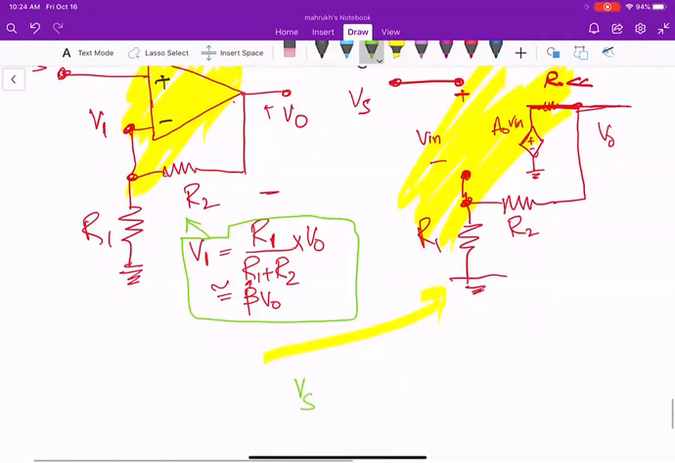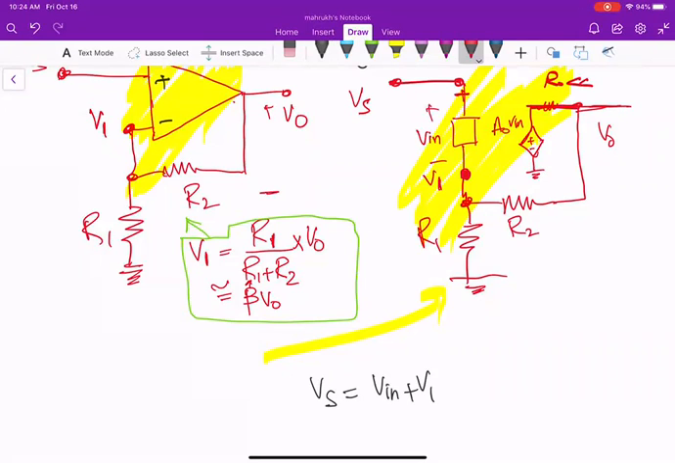Because we know that this is V1, we have V in some element here. The drop here is V in and V1. So we are saying our Vs is equal to V in plus V1, because we have the drop here and this point is V1. So our Vs is equal to V in plus V1.